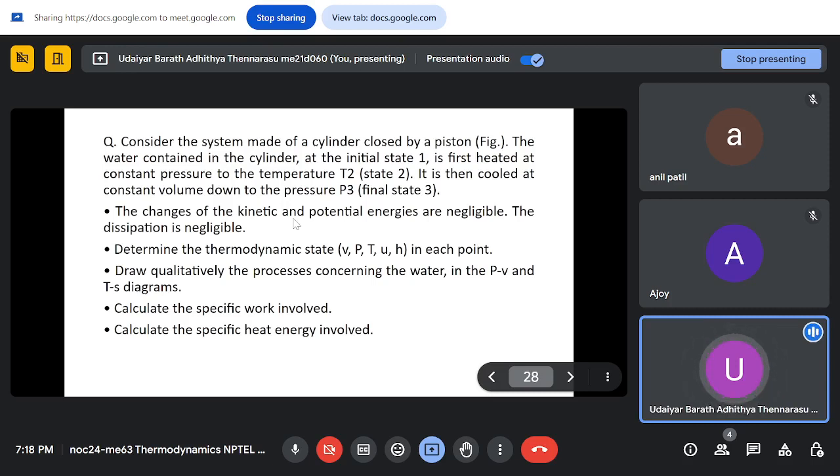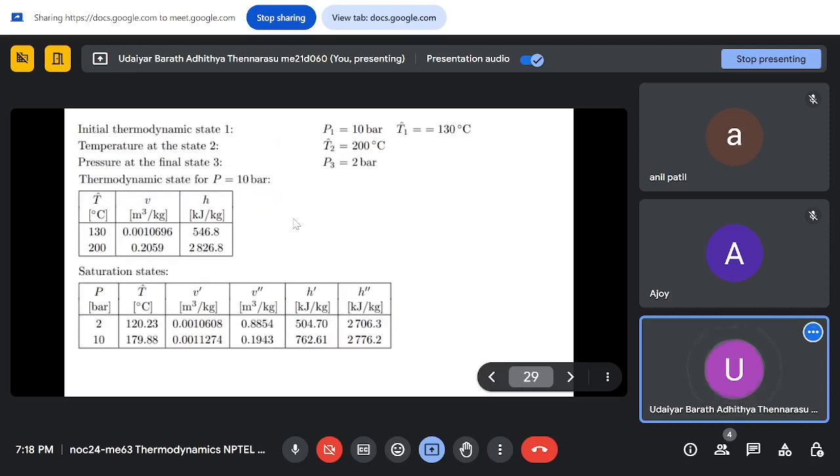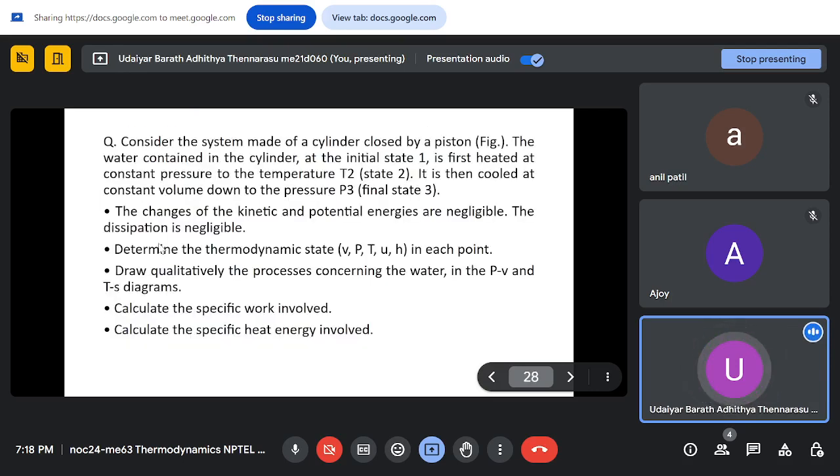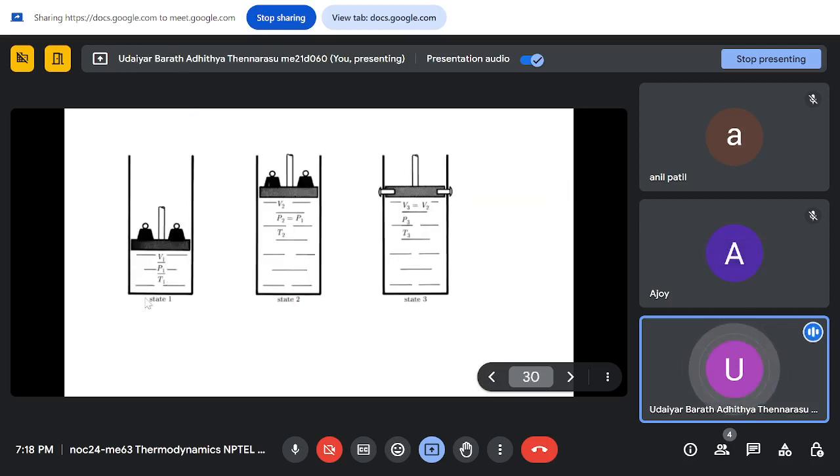So you need to plot the process in a PV and TS diagram, then calculate the specific work involved and specific heat energy involved. So this is the system. You have a piston, you have water, at state 1 you are going through two processes. First you are heating and then you are cooling at constant volume. So at first you are heating it such that your pressure is constant from state 1 to state 2. Then you are cooling this such that your volume is constant to reach state 3.